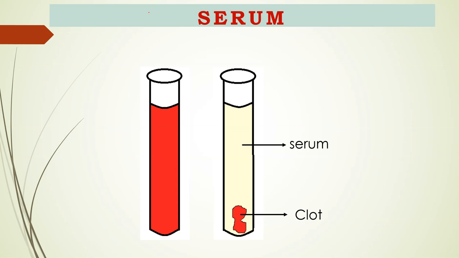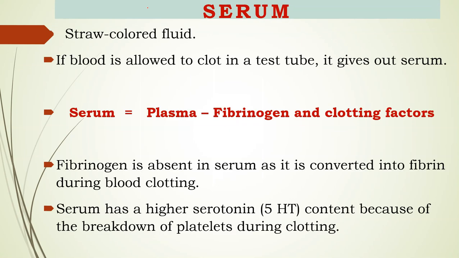The solids are divided into organic substances and inorganic substances. Let's go ahead with the serum. Remember this diagram, we'll see. This serum is a straw colored fluid. When the blood is allowed to clot in a test tube, that means if we leave the blood in a test tube, after some time it gives out serum. Serum is a yellow colored or straw colored fluid.